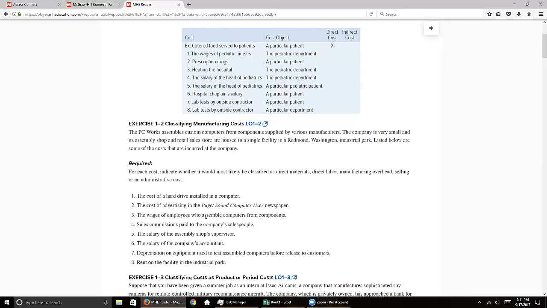In this case, we're saying, well, these are the people who actually assemble the finished computers. So we can trace their labor pretty easily to the finished product. So we want to call that one direct labor.